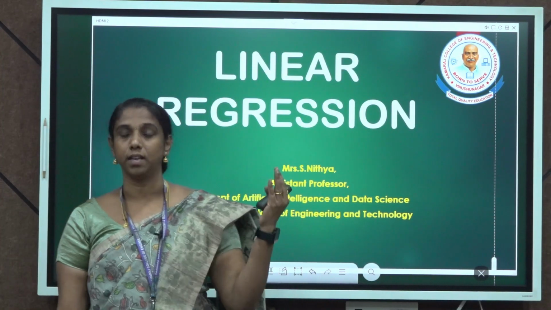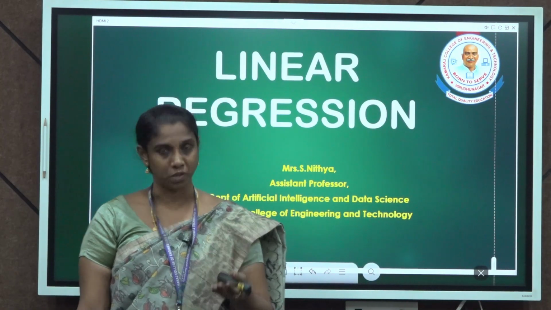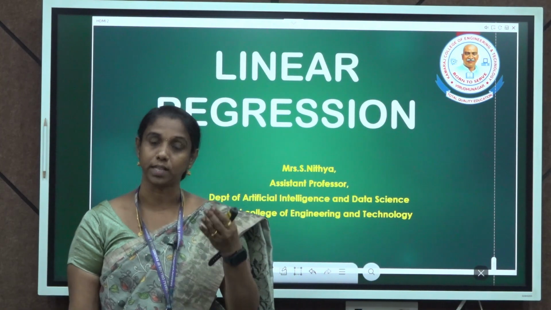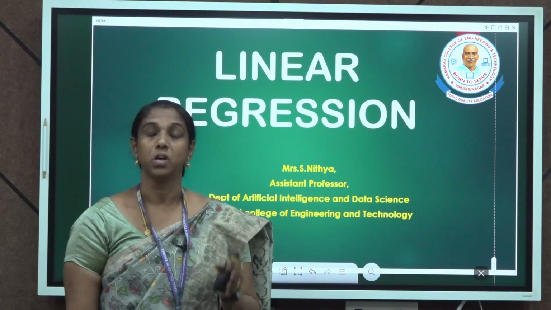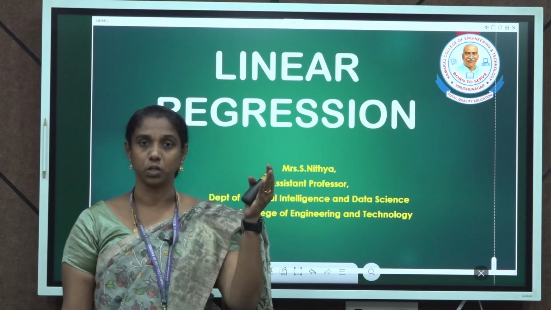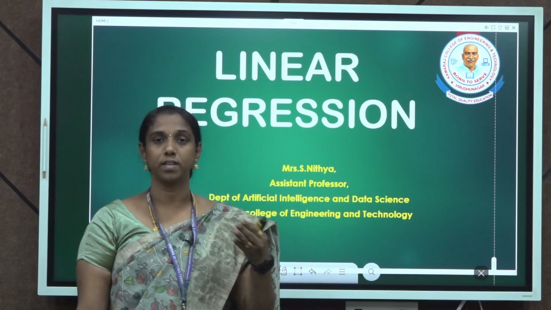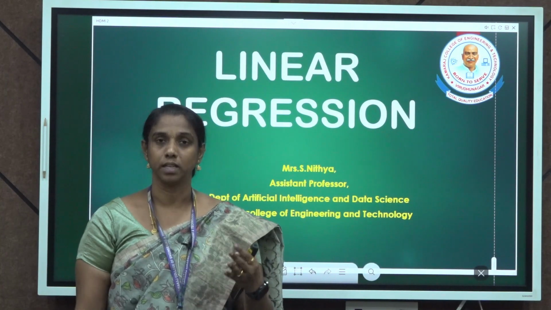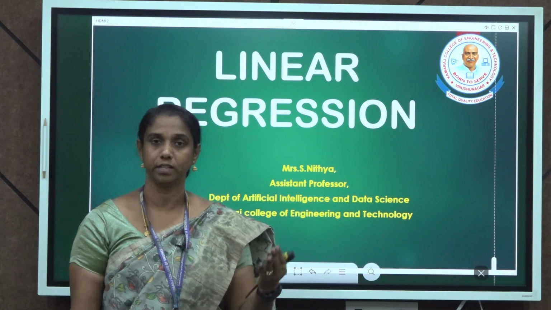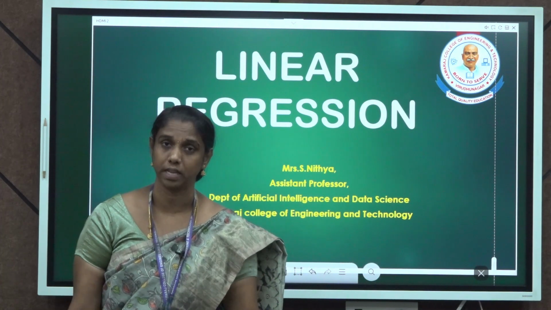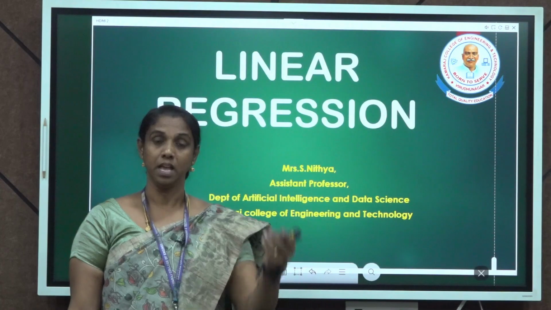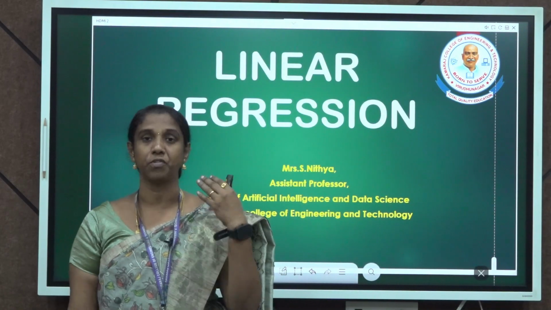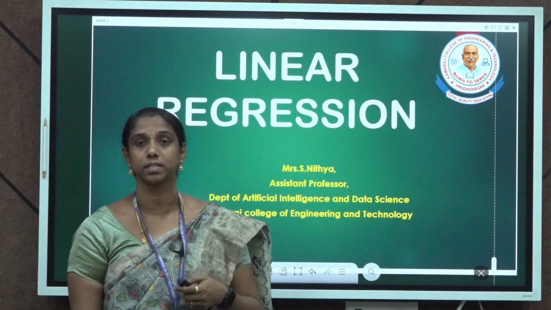So let us discuss linear regression. We know what machine learning is and the machine learning types that we have already discussed. In machine learning there are mainly two types, supervised and unsupervised learning algorithms. In supervised learning, the class labels have to be identified correctly, that is known as the supervised learning algorithm. In supervised learning there are two types, the first one is classification and the second one is regression.